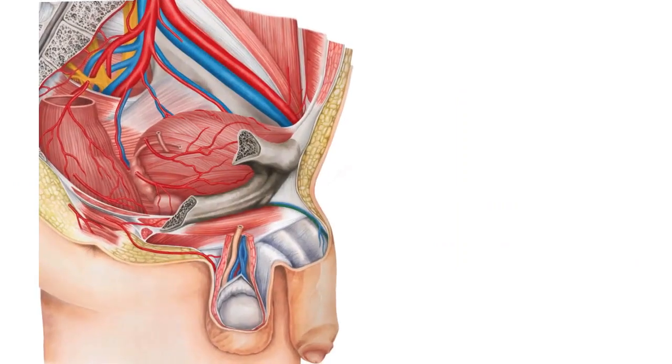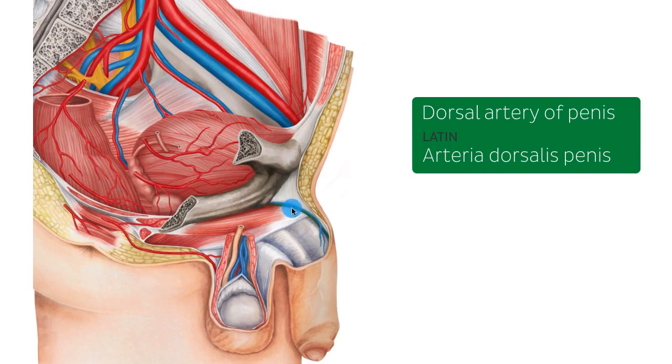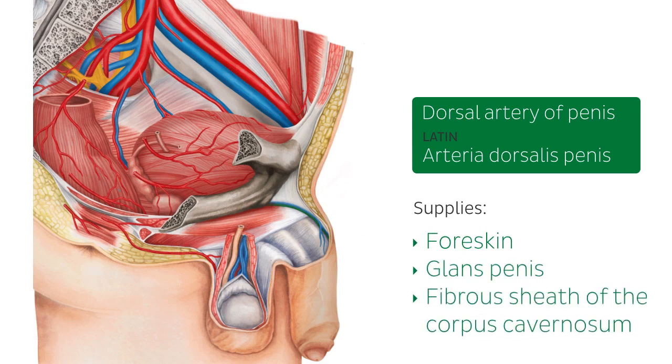The next one that we're going to be seeing here is known as the dorsal artery of the penis, which you see here highlighted in green. Now, this one is another branch of the internal pudendal artery, and it ascends between the crus of the penis and the pubic symphysis on the dorsal aspect of the penis to the glans penis. It forms an anastomosis, or a connection, with the deep artery of the penis and then supplies oxygenated blood to the foreskin, the glans penis, and the fibrous sheath of the corpus cavernosum.